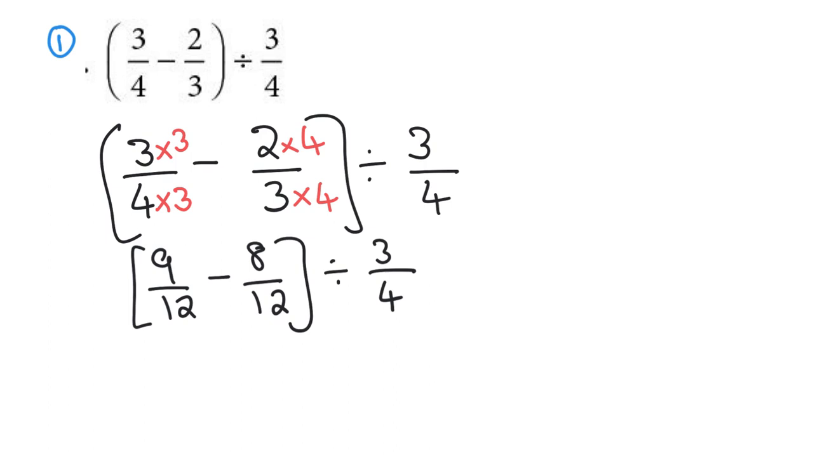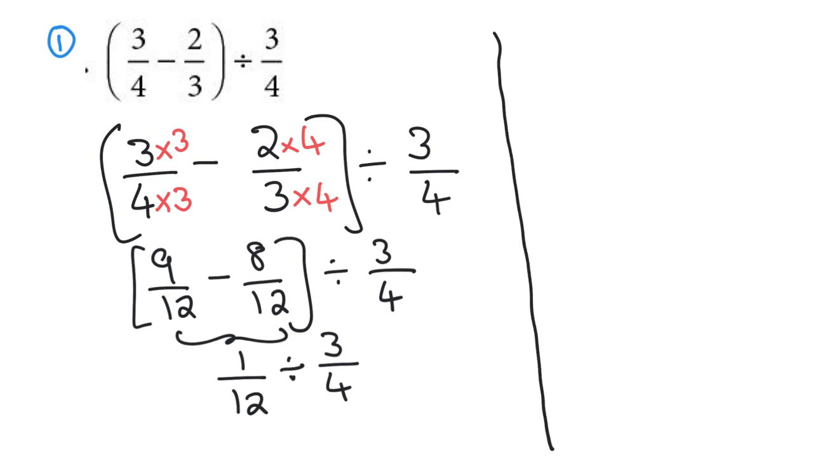Now are the denominators same? So I can easily subtract the numerators. 9 minus 8 is 1. So this fraction now is going to become 1 over 12 divided by 3 over 4. So far we have dealt with the subtraction.